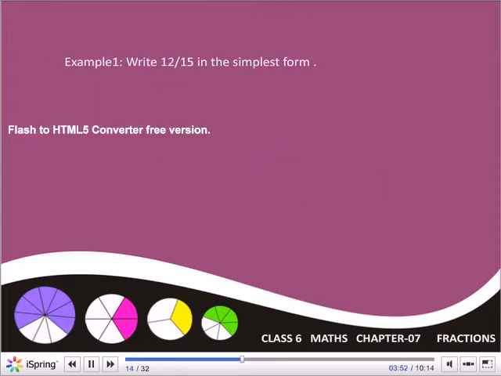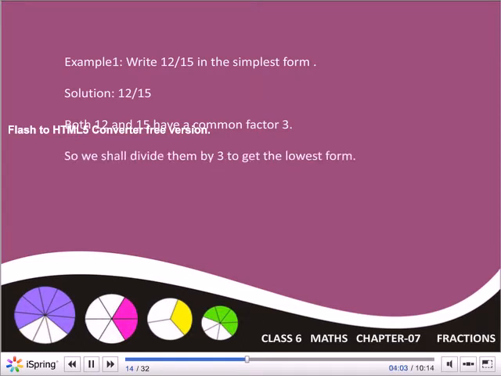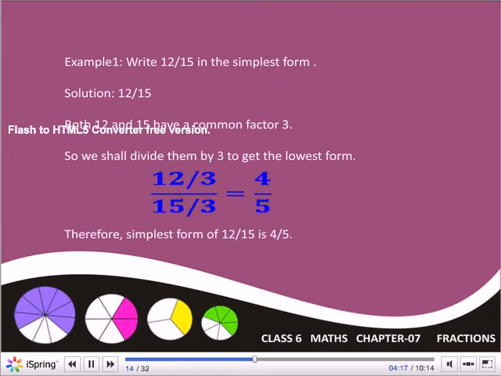Example 1. Write 12/15 in the simplest form. Solution. 12/15. Both 12 and 15 have a common factor 3. So we shall divide them by 3 to get the lowest form. 12/3 is equal to 4 and 15/3 is equal to 5. So 12/15 is equal to 4/5. Therefore, simplest form of 12/15 is 4/5.